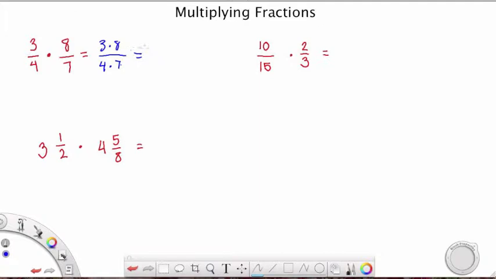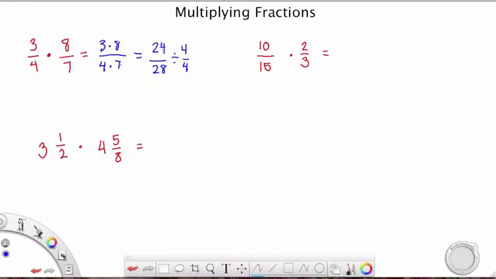And what do we get? 3 times 8 is 24, and 4 times 7 is 28. Okay, not bad. And are there any common factors? When I look at this, they're both even. I can simplify, I can factor something out of here. I know I can factor a 2, but I can also factor a 4. So I'm going to divide this by 4 over 4. I'm factoring a 4 out of both 24 and 28.